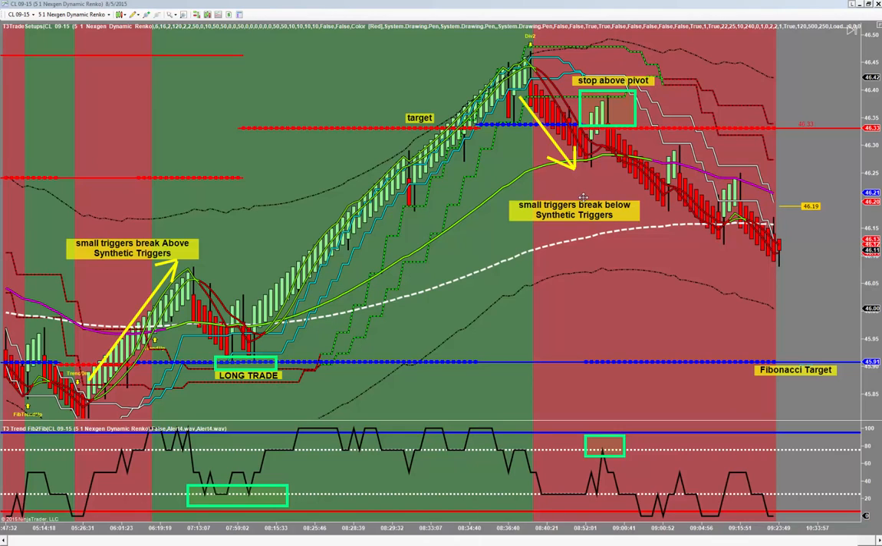Now, as the market trades down and makes a retracement and then starts to go down again, we can trail our stop above the new pivot. And it's pretty easy to see that your small triggers are well below all of your synthetic triggers.